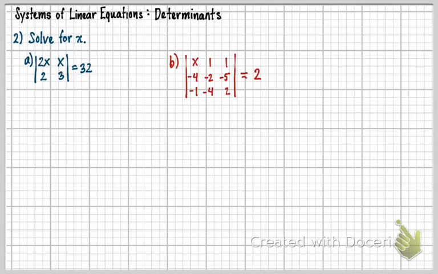So this problem says solve for x. If you notice here, we're dealing with a determinant. That's what those straight lines mean. And that equals 32. So to do the determinant of a 2 by 2 matrix, I take 2x times 3, and that's going to give me 6x. And then I take minus 2 times x, which is 2x, and I say that equals 32.